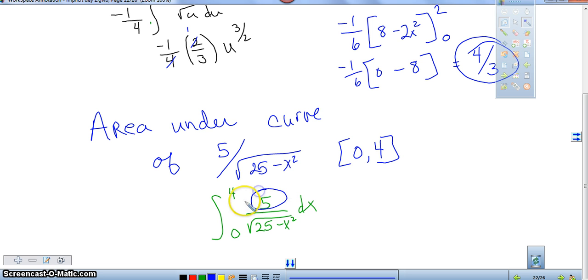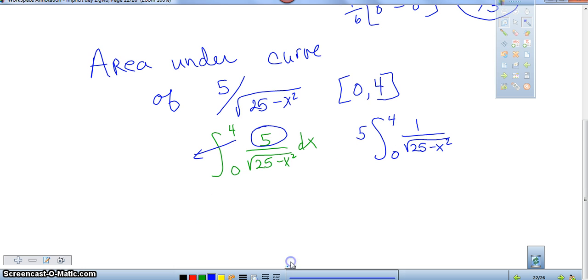This 5, I'd move out front. So I get 5 times the integral from 0 to 4 of 1 over the square root of 25 minus x squared. And hopefully, since we've been doing these for a couple days, you realize that that's not a u substitution. You can't let u equal what's inside the radical because there's no x in the numerator. So I would look at something else. I can't use a conjugate because it's a square root.